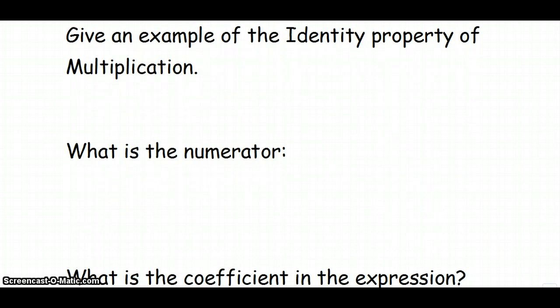Okay, now let's look at some of the properties. Let's look at an example of the identity property of multiplication. Well, the identity property says you get back what you start with. So if I have 3 and I multiply it by 1, I get back 3.